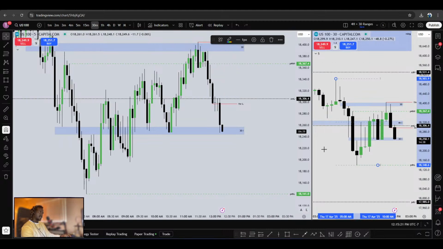Put that ICT fib. Yep, 0.62 just bodies, and then we can see the wicks came to that 0.75 area. So yeah, we can get a quick entry from here to down here.